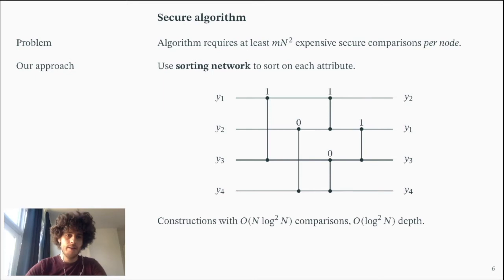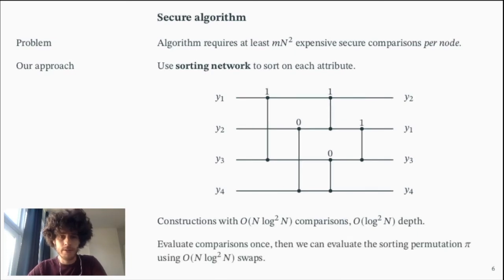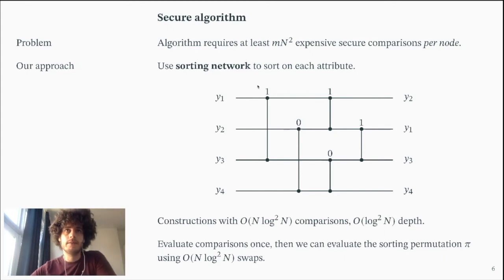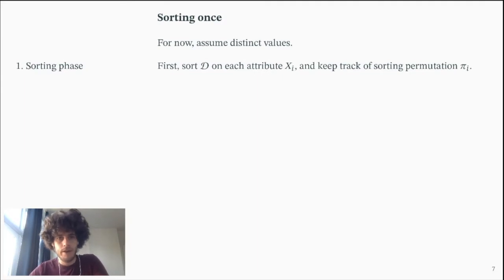Now the nice thing is that constructions for this sorting network, like an odd-even merge sort, exist with log squared n depth. The nice thing and why we use a sorting network is because we can evaluate it once, and if we record the results of these comparisons, then we can feed other vectors into this sorting network. This allows us to store and apply this sorting permutation. So in our secure algorithm, we're first going to sort on each attribute. For now, just assume distinct values. In the next slide, we're tackling duplicate values, because this is an additional difficulty.